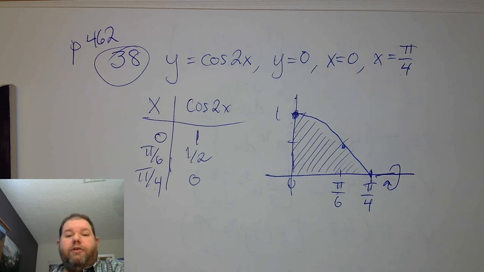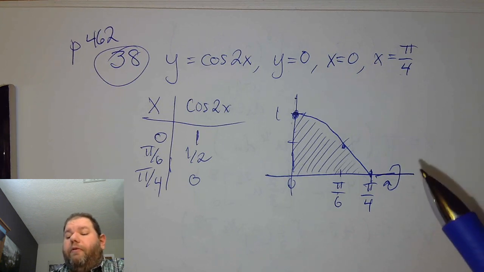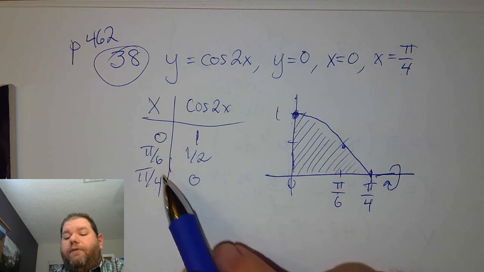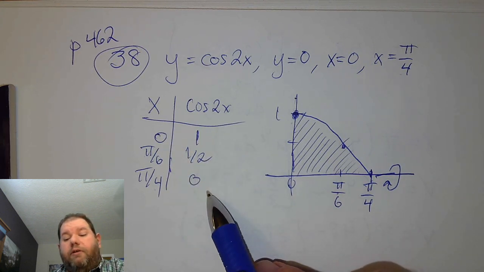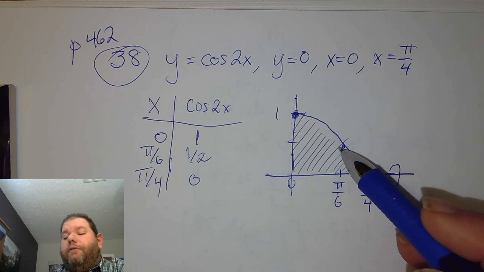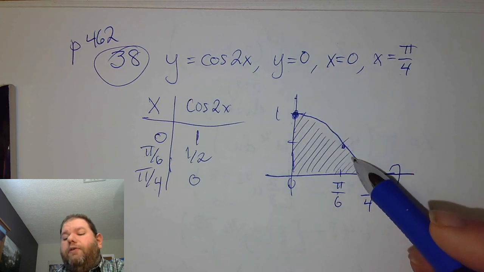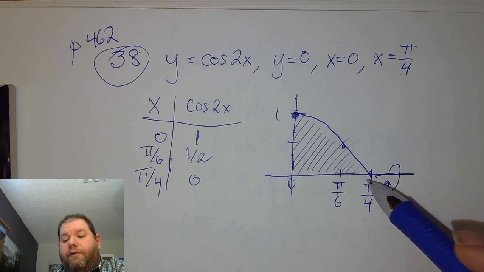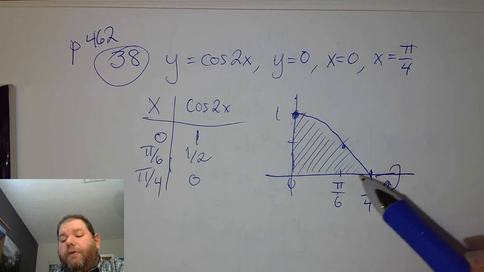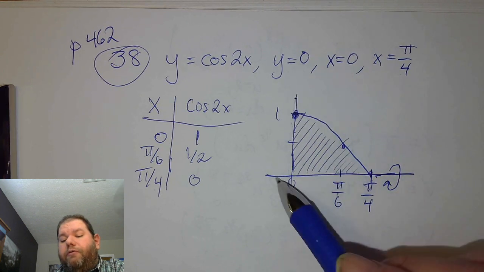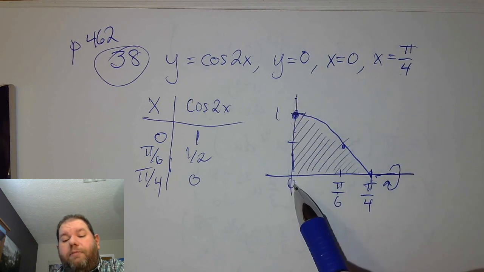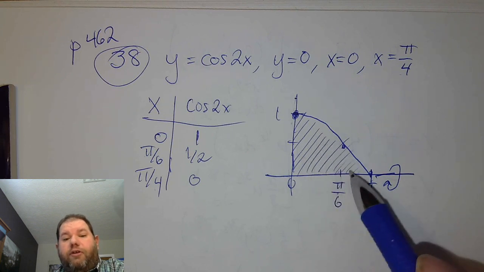Now we know the cosine graph has basically a sine wave type look to it, so we already have a basic idea of what it's looking like. But I went and plugged in 0, pi over 6, pi over 4. We got our three values for the cosine of 2x. Plot those, and so this gives us an idea of where our cosine of 2x curve is located, and from there we know that y equals 0 and x equals 0 are the other two boundaries, so this is our shaded region that we're looking at.